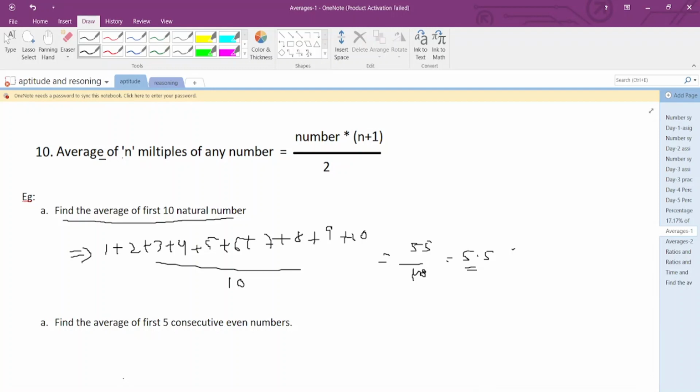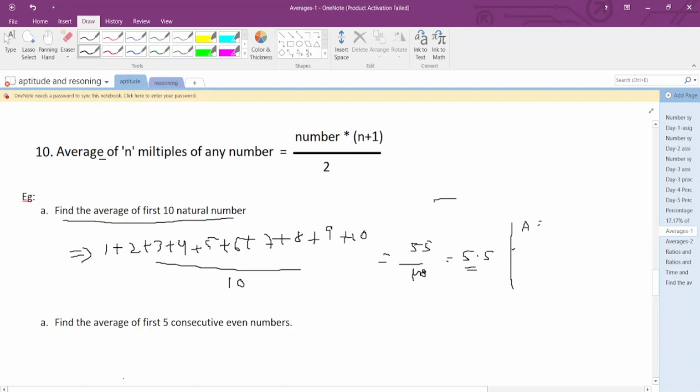What if we ask 1000 natural numbers? In that case we can't add them, right? What if we ask the first 2000 natural numbers, right? We can't solve that kind of question, right? So for that we have to use the formula.